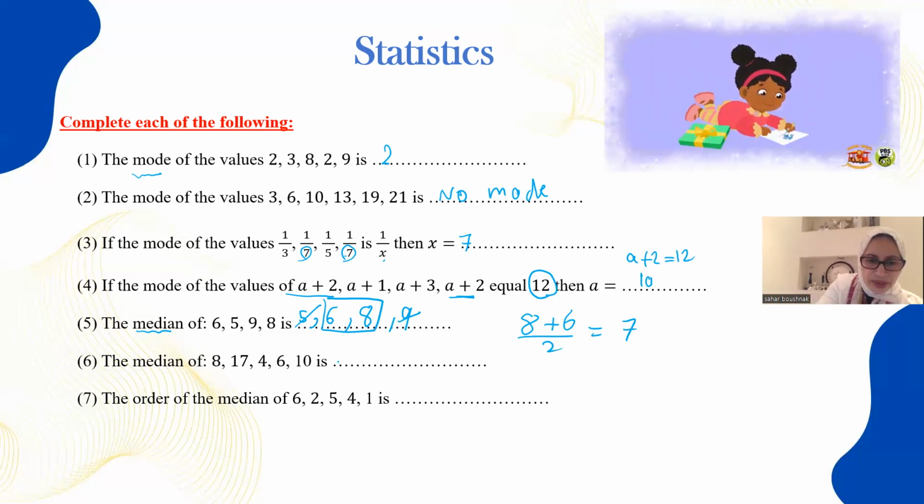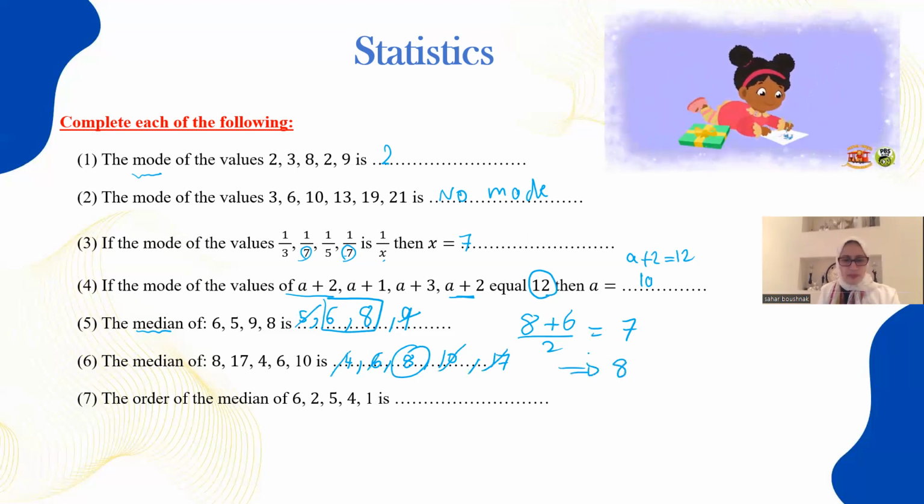The median in this case, I will write it here. I will start with 4, 6, then 8, then 10, then 17. I will cancel one from the beginning, one from the end. Then I will get 8 in the middle, which is the median.